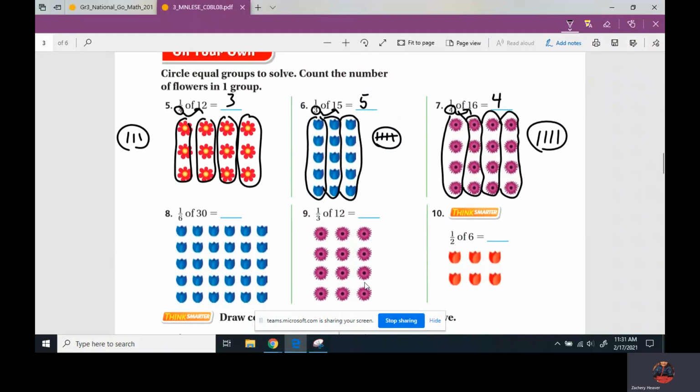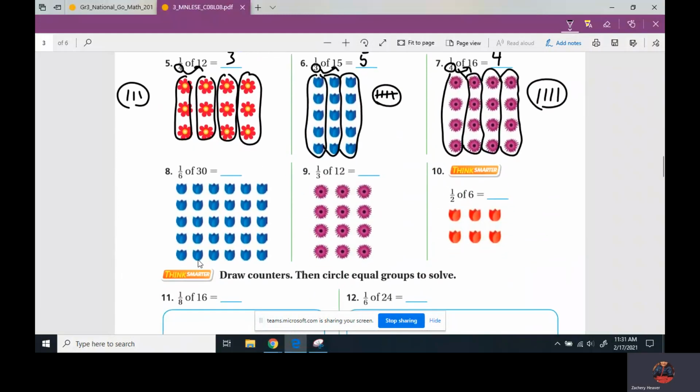I know they have these lined up right, and that's cool that they do, but they're not always going to be lined up right, okay? They're not always going to be, and you'll see that in a second.